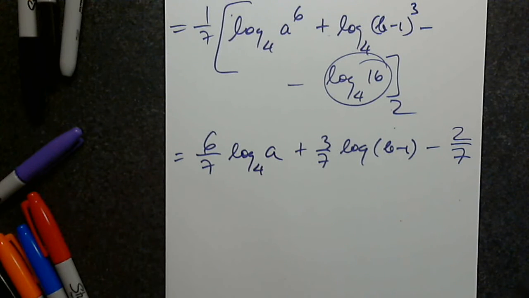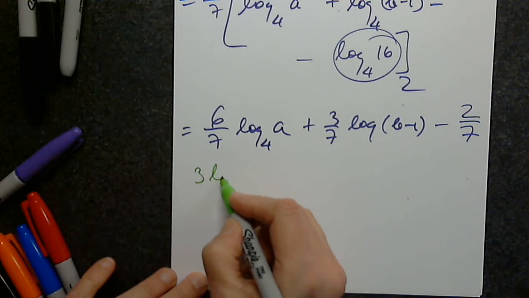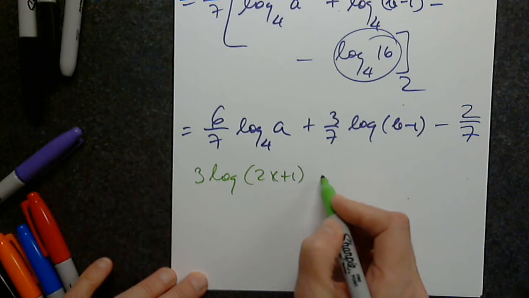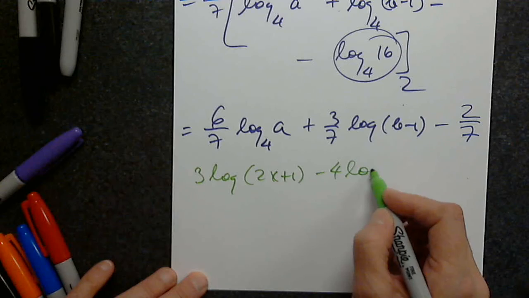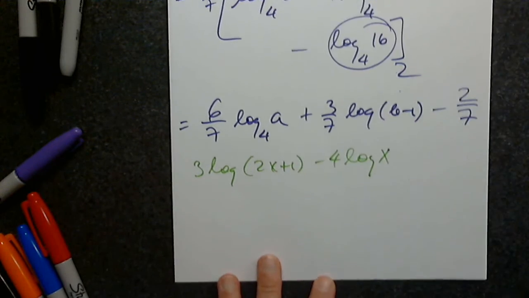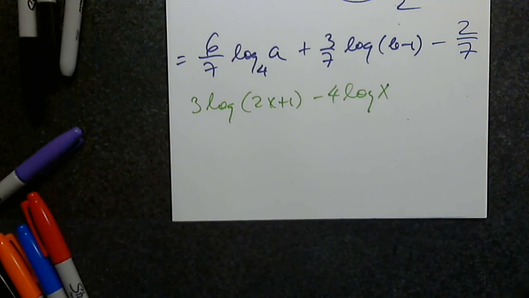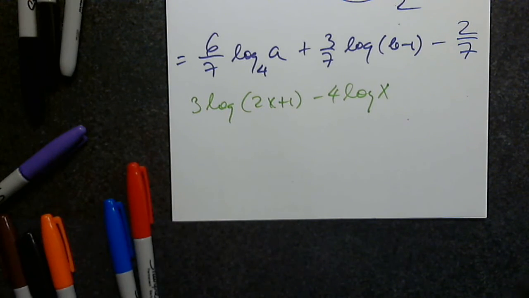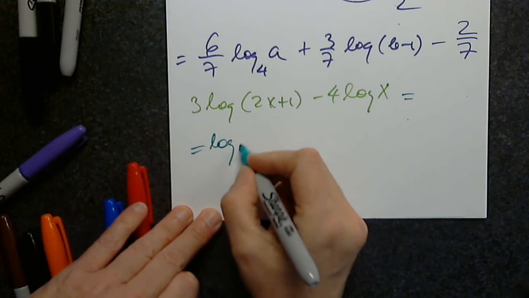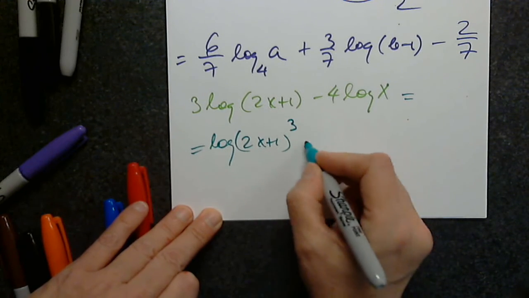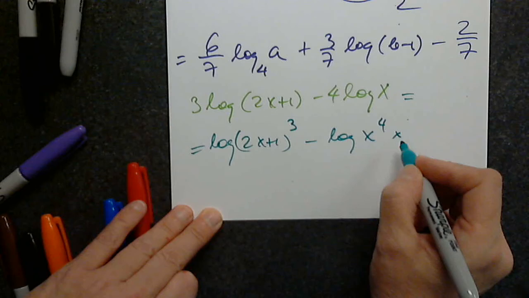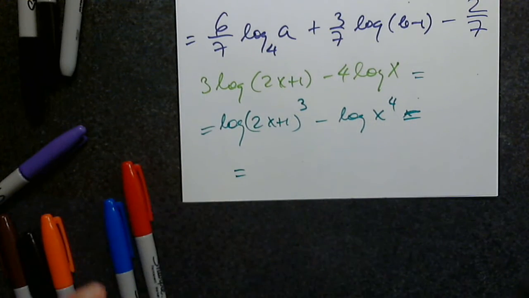Next one. We're asked to condense. So we have 3 log of 2x plus 1 minus 4 log x. We can condense as long as we have numbers in front. Very good, awesome. Log of 2x plus 1 to the 3rd minus log of x to the 4th. Now what?